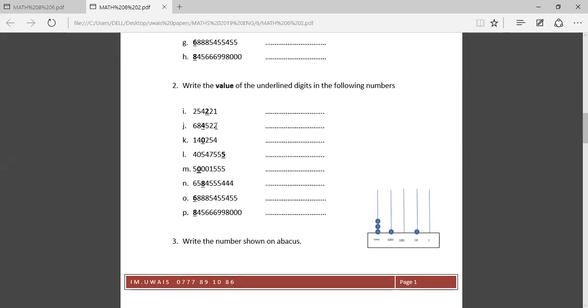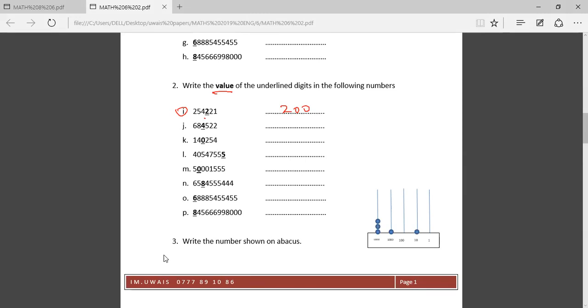Yes, sir. Amma, you tell the place value of the two in the first question. No, place value. Ones, tens, hundreds? Hundreds. Then what's the value of this two? How many hundreds? There are two hundreds, so the value is 200.